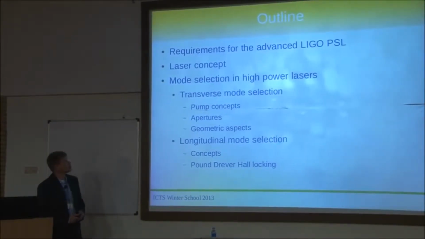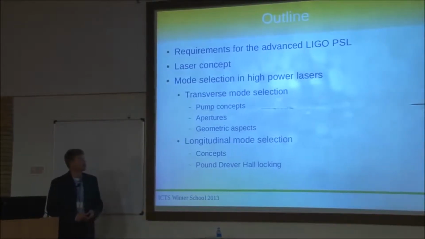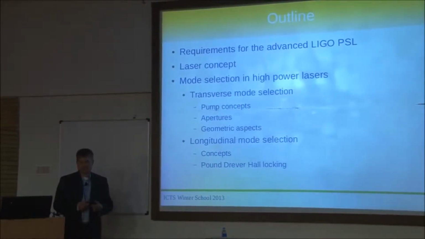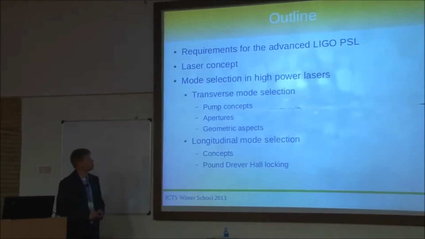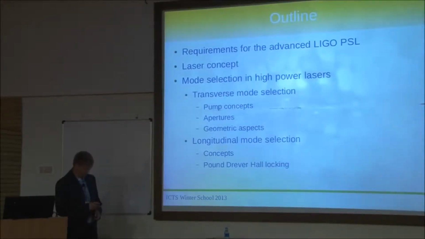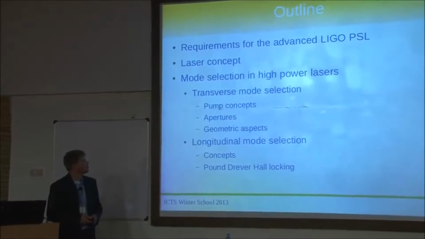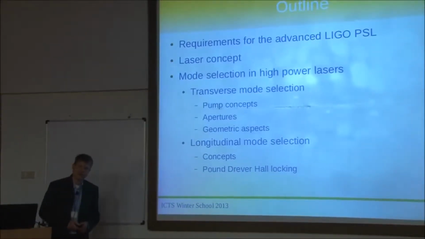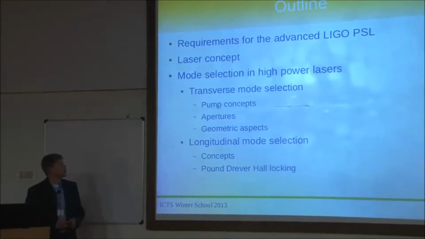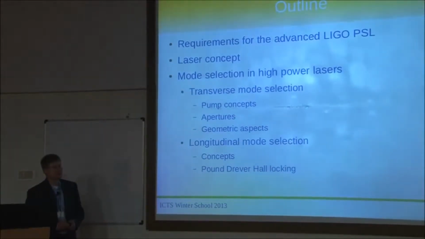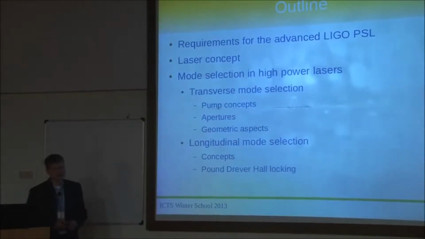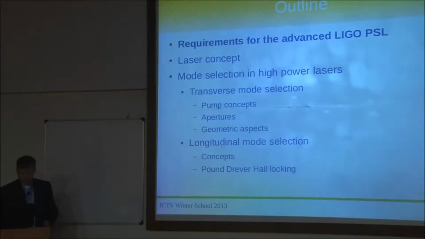I want to start with some of the requirements for the advanced LIGO laser, because that's the baseline from where we started to build that thing. I'm going to show you the main laser concept we used, the different components, and then I have to talk a bit about how we fulfilled some of the requirements. Today I'm mainly going to talk about the mode selection in high power lasers in general, but also in this special case. That will include the transverse mode selection and also the longitudinal mode selection. So I'm going to start with the requirements.